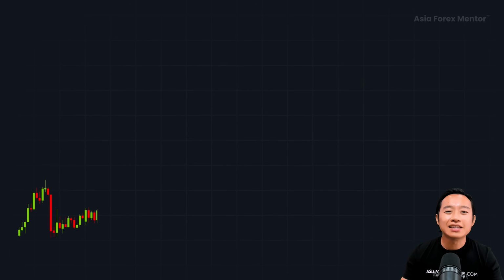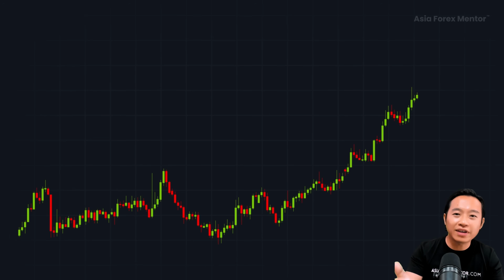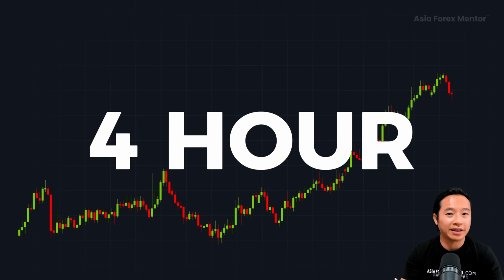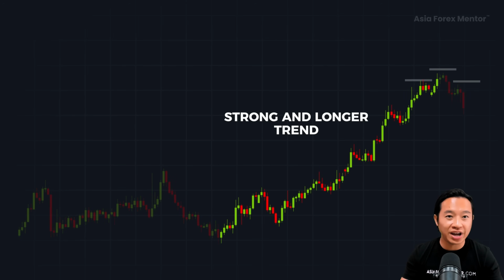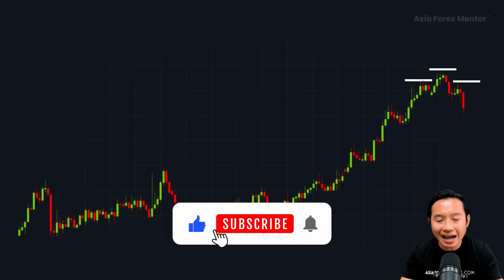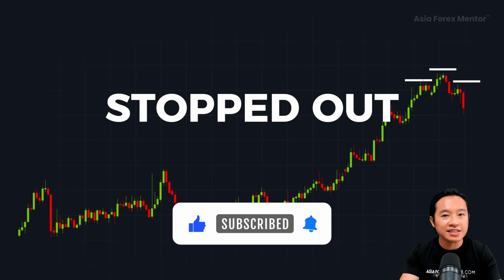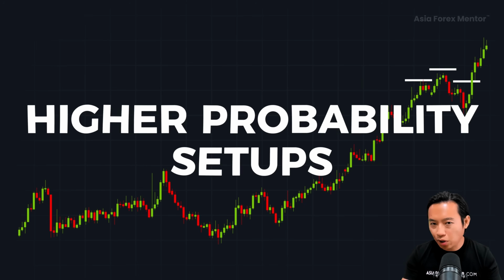Here's an example. In this case, you see a strong trend as indicated by the length of time that it has persisted and the number of candles in the 4-hour time frame. The head and shoulders pattern, in contrast, is relatively shorter in duration. So when such a head and shoulders pattern appears against a strong and longer term trend, like this example, it is advisable to avoid shorting it. There's a higher likelihood of you getting stopped out. In this instance, the market continued to trade higher. So you have to pay attention to the previous trend before the head and shoulders pattern, and this will allow you to filter and identify higher probability setups.